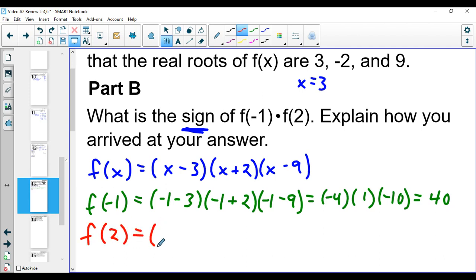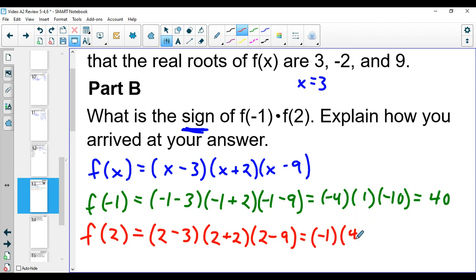F of 2 will equal, we're plugging in a 2, so x minus 3 becomes 2 minus 3. The next one becomes 2 plus 2. And then 2 minus 9. Then we simplify. 2 minus 3, that's a negative 1. 2 plus 2 is 4. And 2 minus 9 is a negative 7. Multiply that out, and we get negative 7 times 4 is negative 28 times negative 1 is a positive 28.